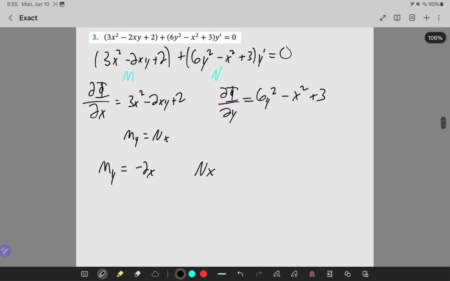Now N_x. 6y squared, we have no x term there, so 0. Minus x squared becomes minus 2x. The last term has no x in it, so 0. And look at that. M_y is equal to N_x, which is equal to minus 2x. So it is, in fact, exact.